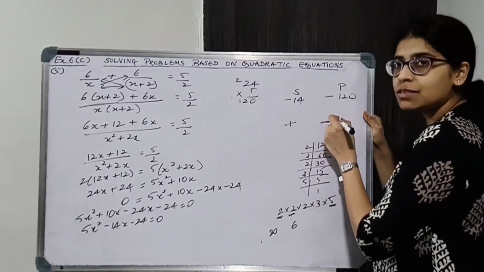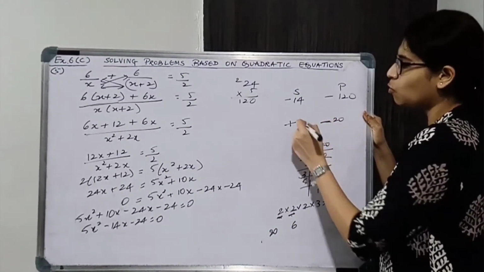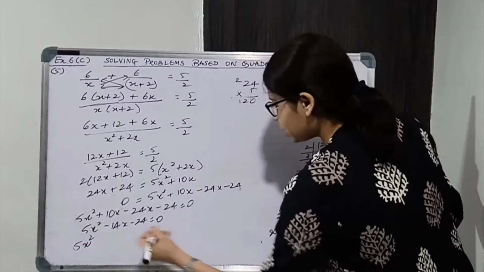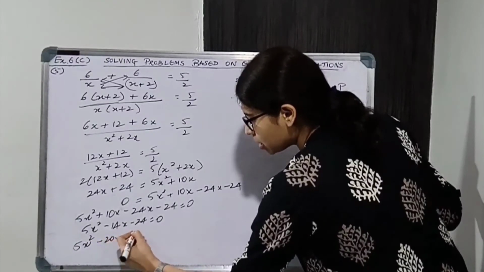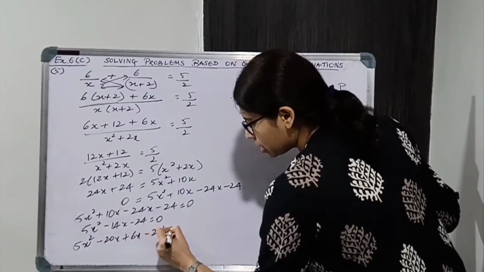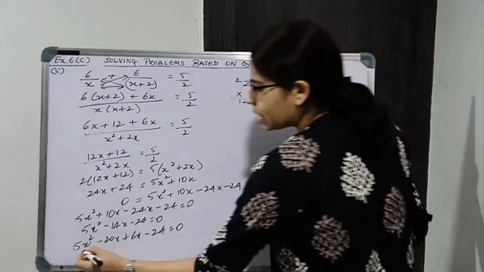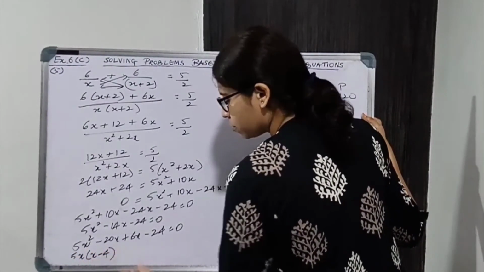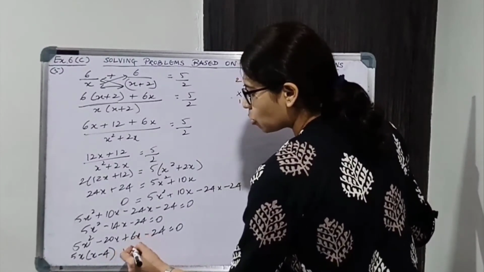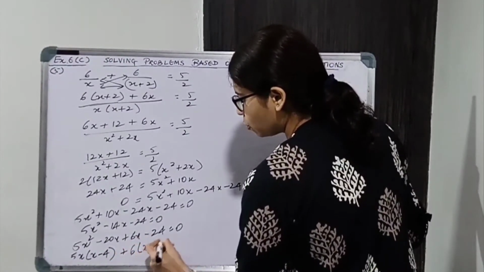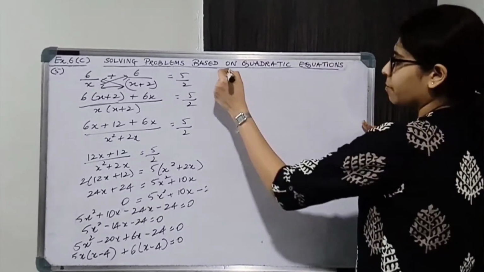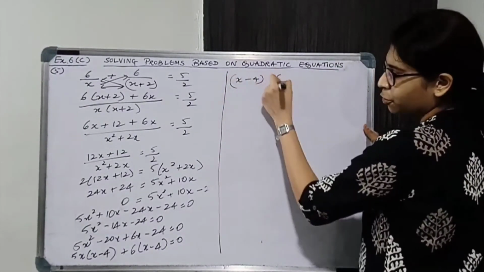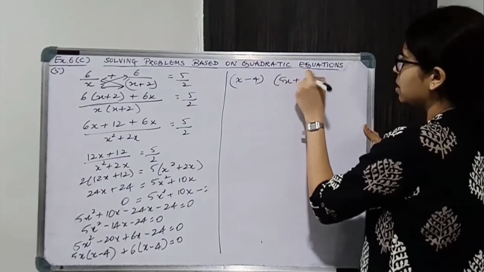So greater is negative and smaller is positive. So 5x square minus 20x plus 6x minus 24 is equal to 0. ठीक है, यहाँ पे क्या कॉमन ले सकते हैं? 5x कॉमन ले सकते हैं. So we are left with x minus 4, right. यहाँ पे 6 कॉमन लेंगे, so in bracket x minus 4. Okay, so x minus 4 into 5x plus 6 is equal to 0.